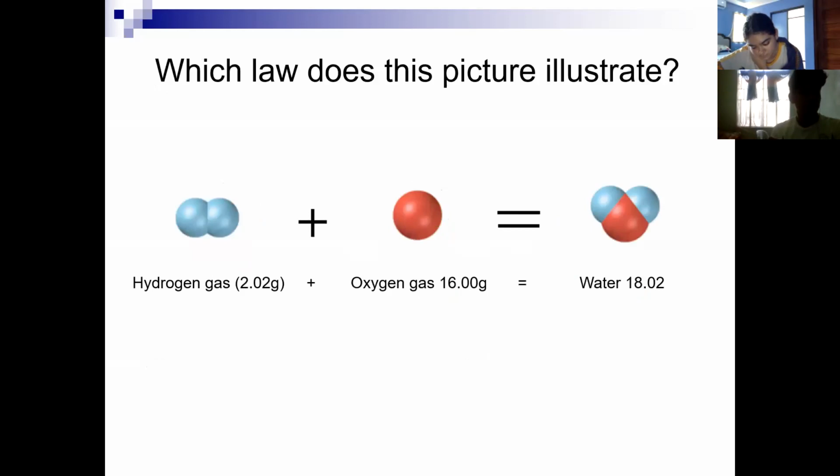Whereas this one is the law of conservation of mass. You'll notice the law of conservation of mass here because what happens is that the mass of the elements in a reaction will just be the same as the mass of the final product. Like oxygen is 16 and hydrogen is 2.02, which if you add, will result to 18.02, which is the mass of the final product. And that is the literal definition of the phrase conservation of mass.